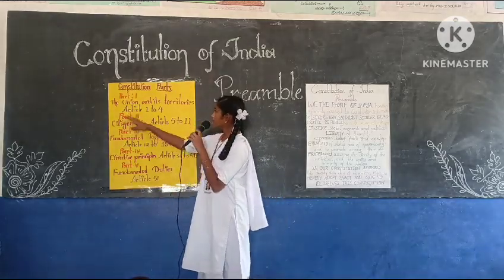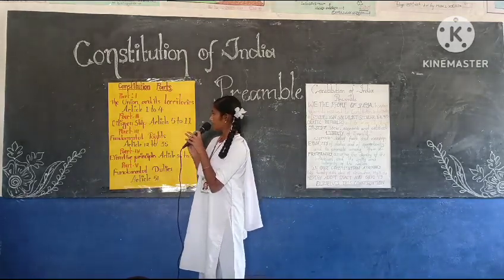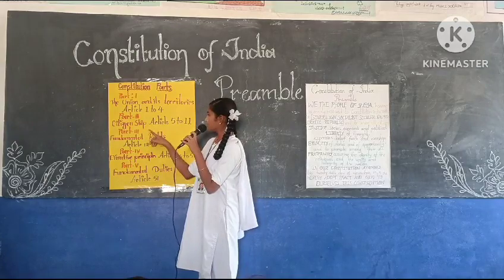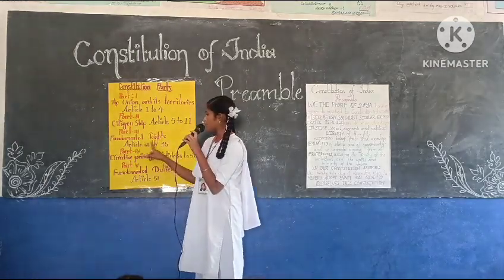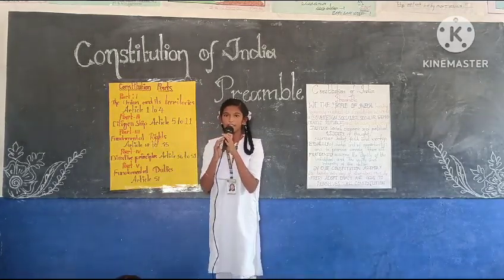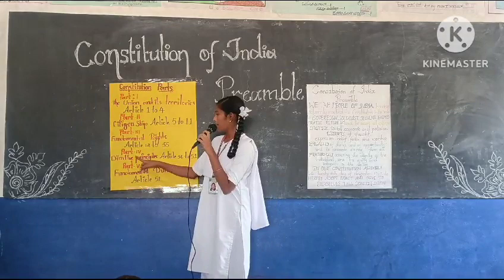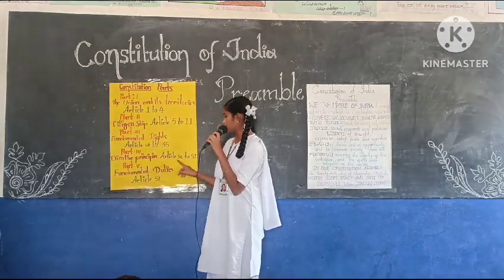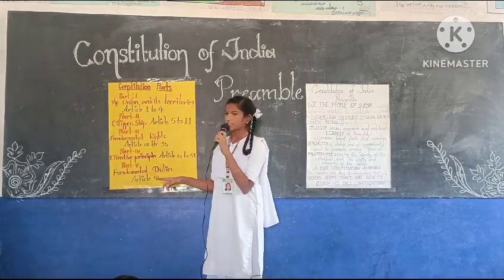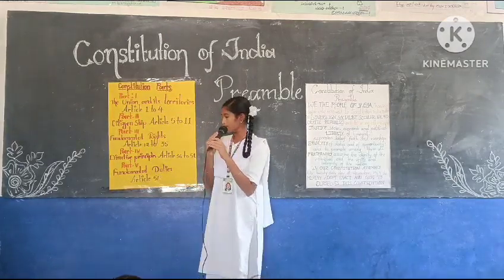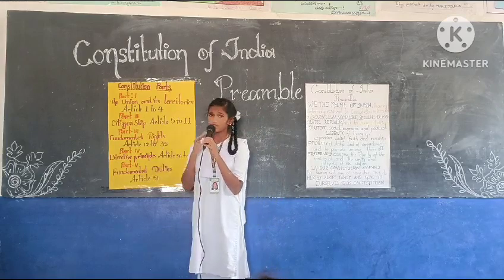Part 1 consists of the union and its territories, from article 1 to 4. Part 2, citizenship, from article 5 to 11. Part 3, fundamental rights. We all know about fundamental rights. There are 6 fundamental rights, from article 12 to 35. Part 4, directive principles, from article 36 to 51. And part 4A, fundamental duties. There are 11 fundamental duties, from article 51A. So these are the constitution parts.